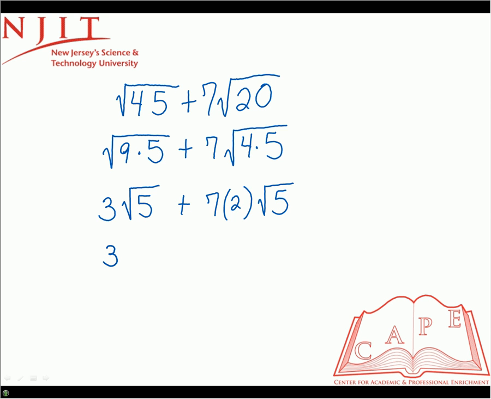So now you want to simplify the right-hand side once more by multiplying the 7 times 2, which is 14. And then we have radical 5. And now because they have the same index, we can just add across. You don't add the radicals. You only add the constants that are multiplied in front. So in this case, we would add the 3 plus the 14, which gives us 17, and then of course repeat the radical. So here's our answer, 17 radical 5.